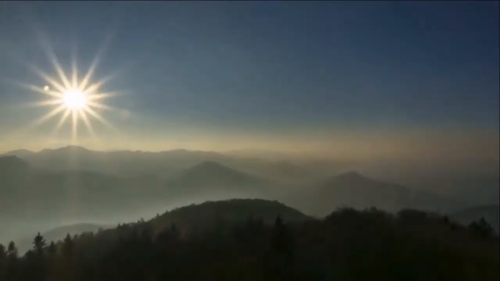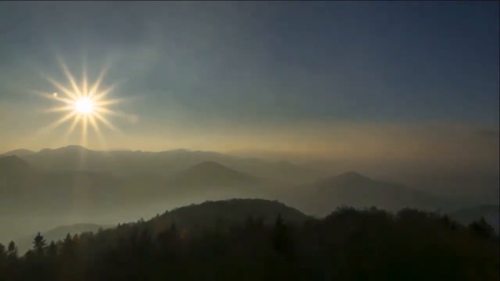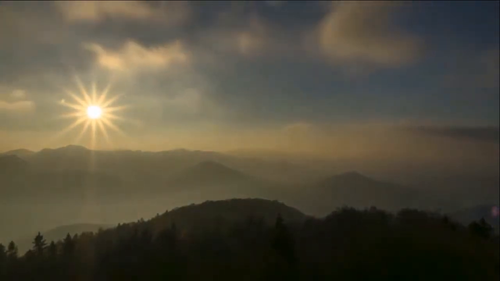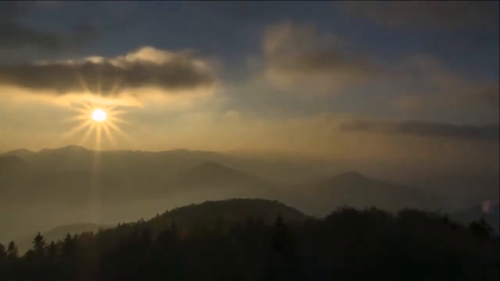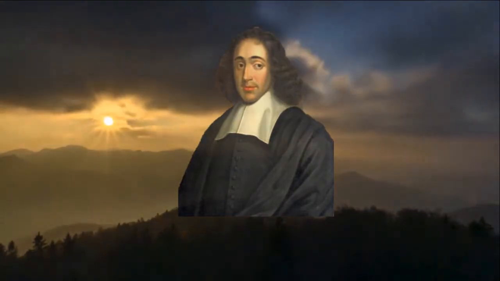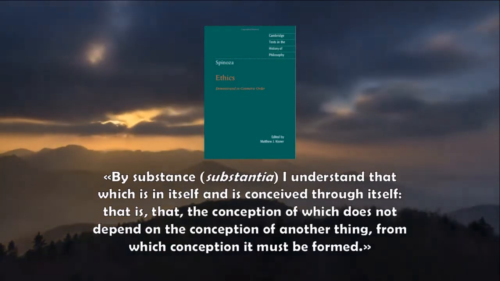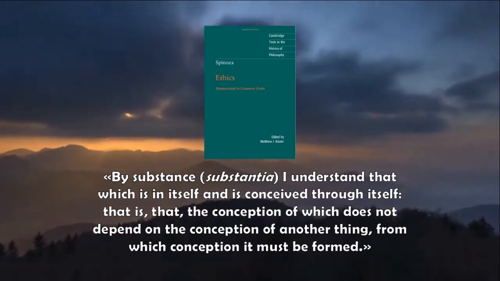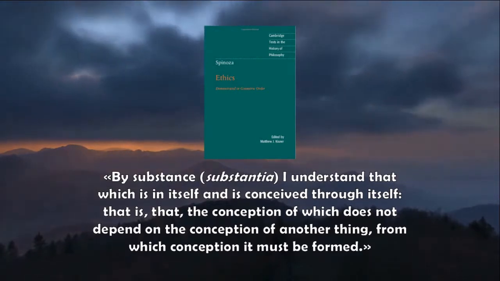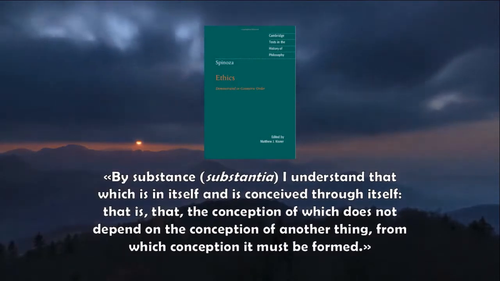Finally, errors of commission might result in completely artificial concepts. Here, the error is not a simple mistaken mark, but a whole bunch of marks that have no place in reality. That is, their respective properties are not found together anywhere. As an example, take the Spinozist concept of substance. He says in Ethics, written in 1677, "By substance, substantia, I understand that which is in itself and is conceived through itself, that is, that the conception of which does not depend on the conception of another thing, from which conception it must be formed."